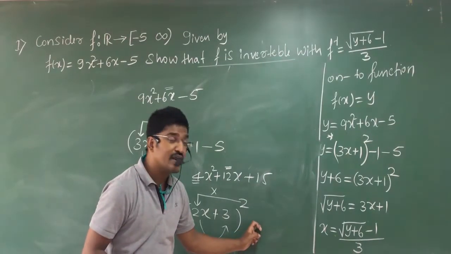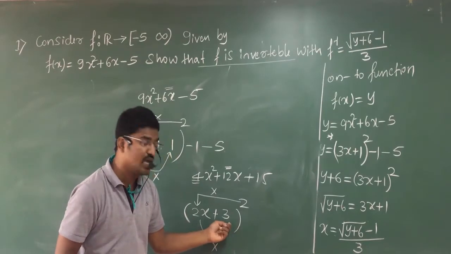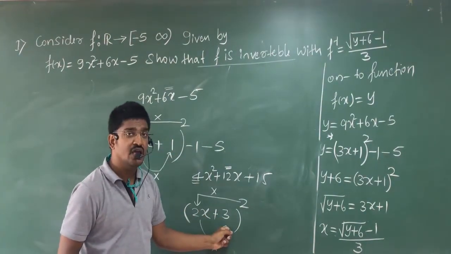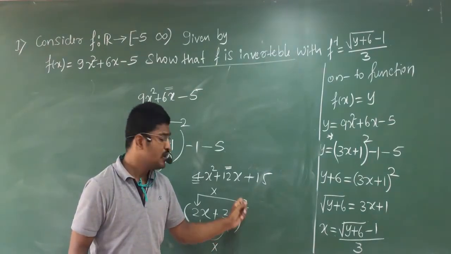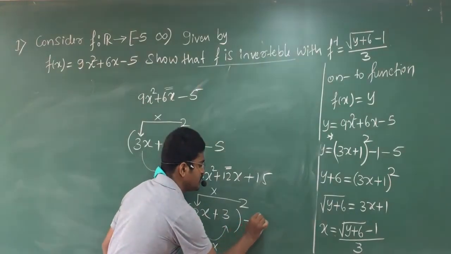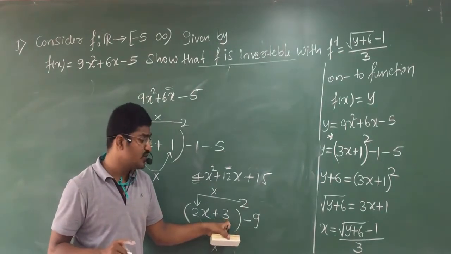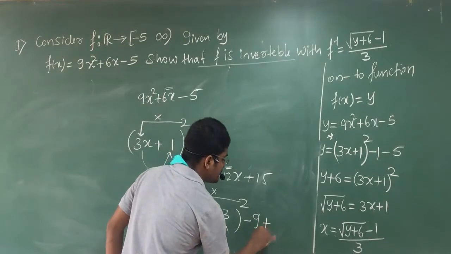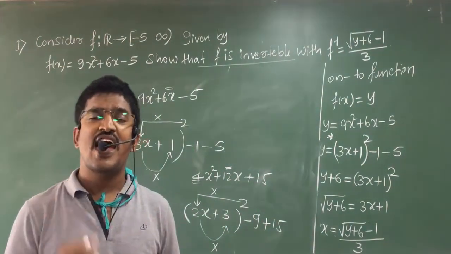Now what do you have to write here? Pause the video and think. You have 3 here. Clear? Now think what you have to write here. Pause the video and think. Clear? Here there is a 3, so here I must write minus 9, because 3 square is 9. I should write it with a minus sign, plus 15 as it is.